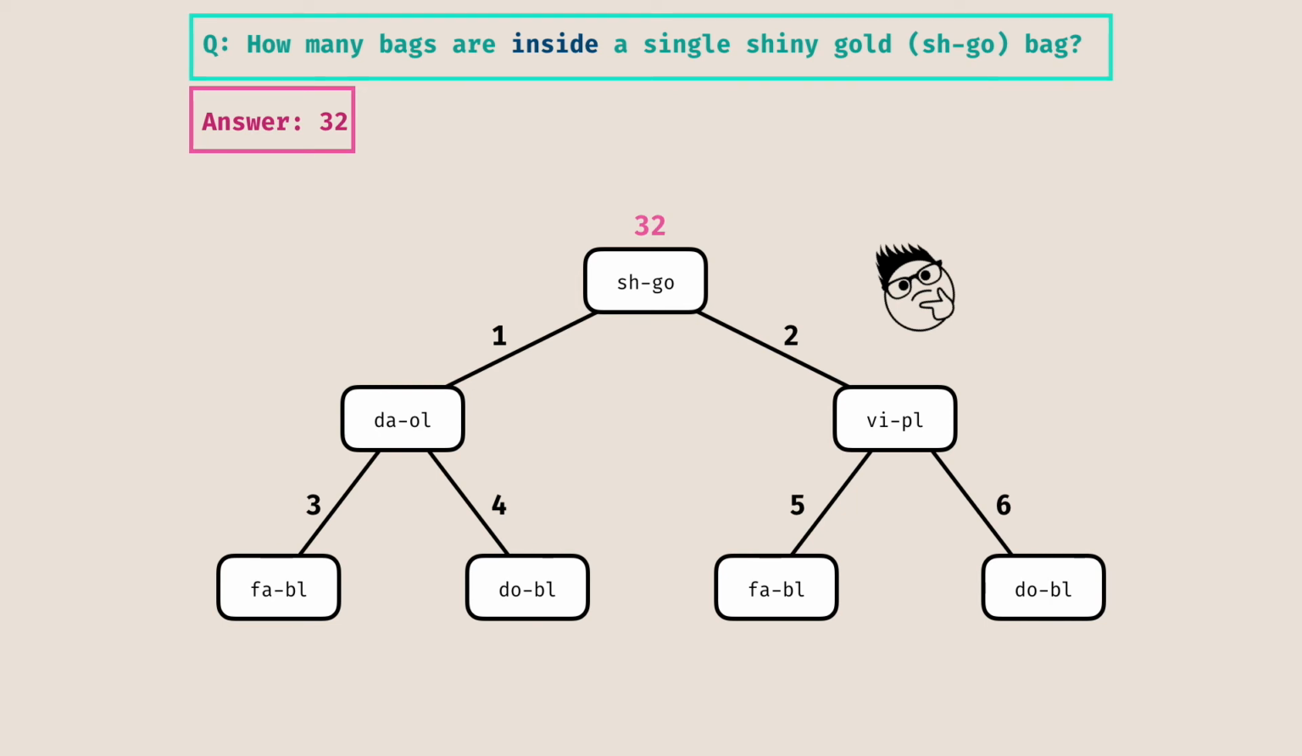Notice that at this final step, I don't, and I shouldn't, do the additional +1 because I don't want to consider the shiny gold itself. In this problem, they literally tell us to figure out the number of bags that are inside of shiny gold. It would be 33 if I also wanted to count the shiny gold bag itself.